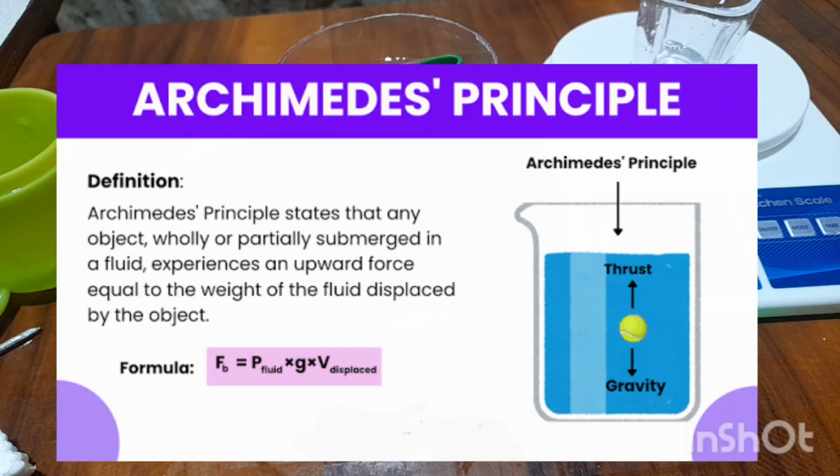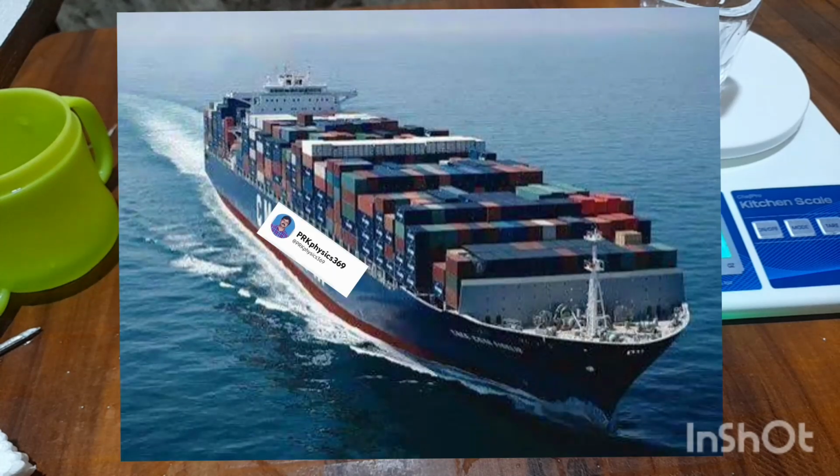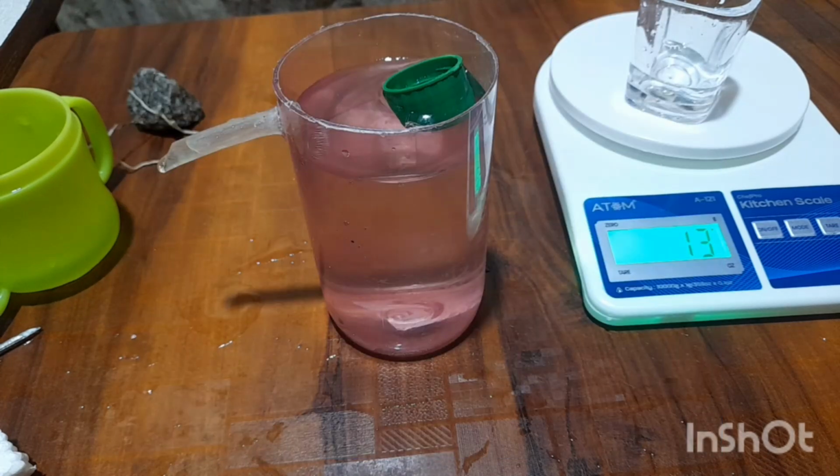Based on Archimedes principle, we can make substances float. So based on Archimedes principle, ships and submarines can be designed. And with the help of this Archimedes principle, we can find the density of different substances.